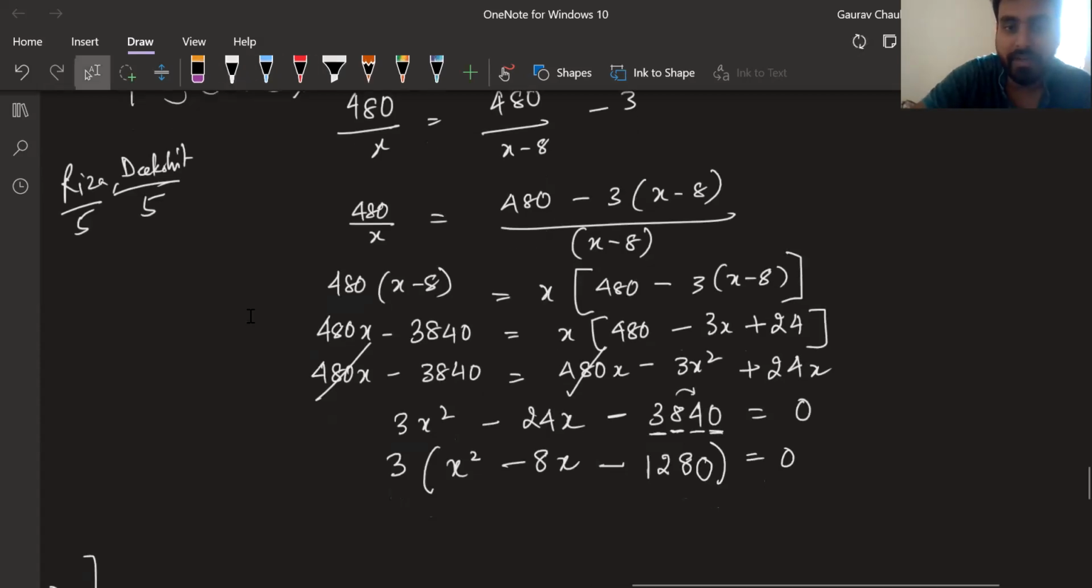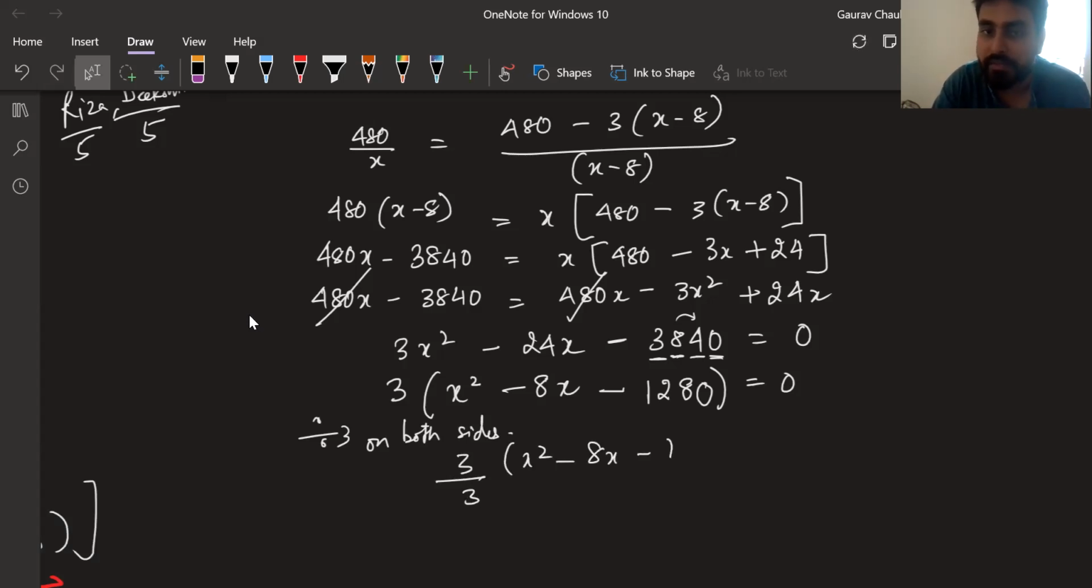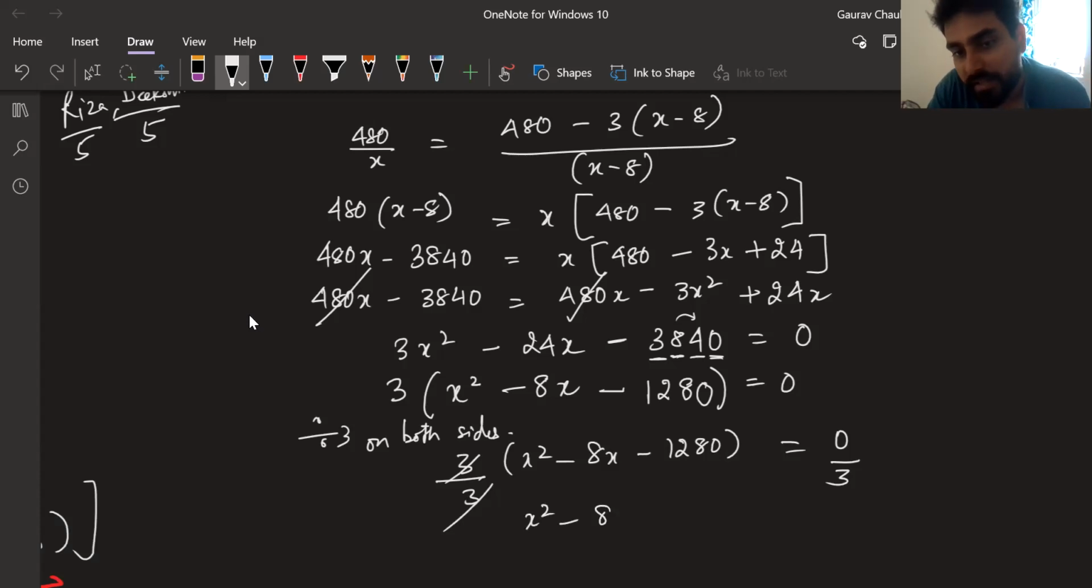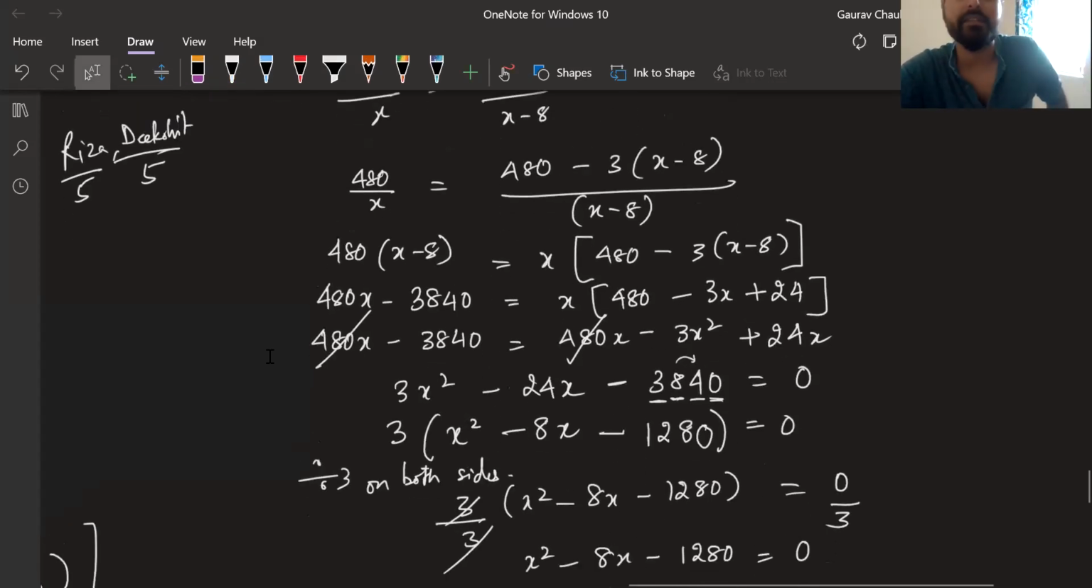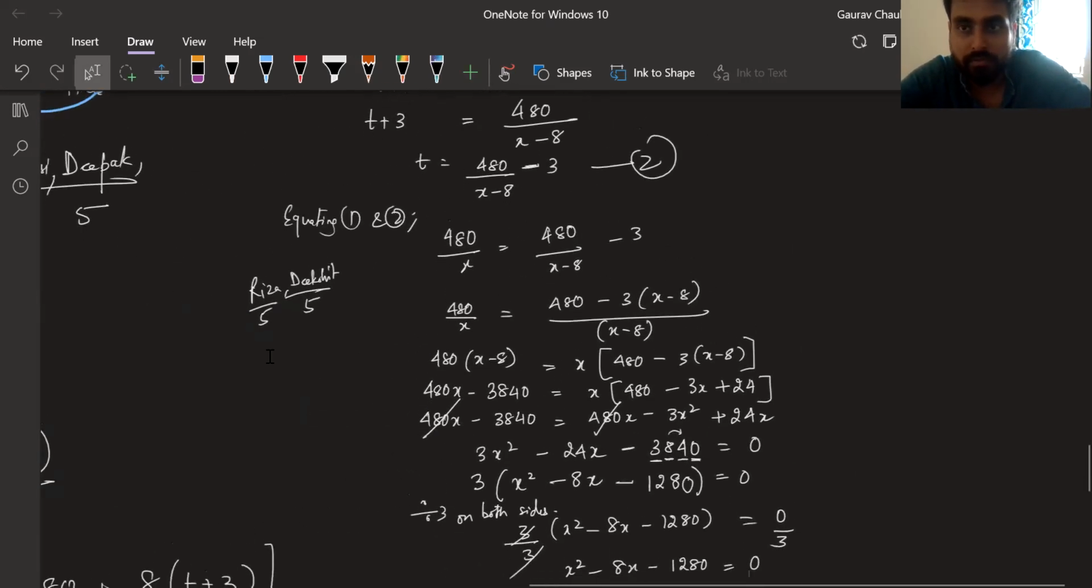Now you do what? Dividing by 3 on both sides. Basically, 3 by 3 into x square minus 8x minus 1280 is equal to 0 by 3. Right side is gone because 0 by 3 is 0 only. Left side also 3 is gone. So I have x square minus 8x minus 1280 is equal to 0. This is the quadratic equation in terms of speed.